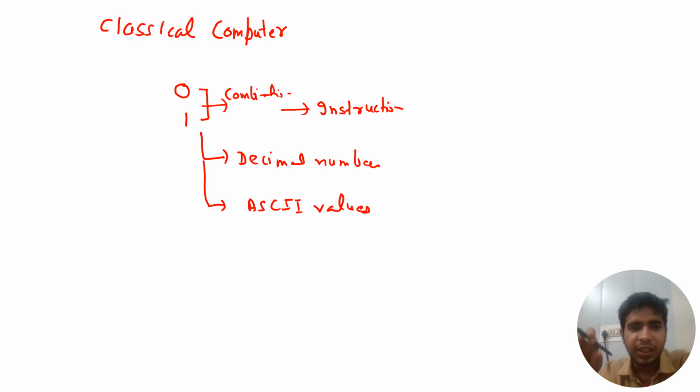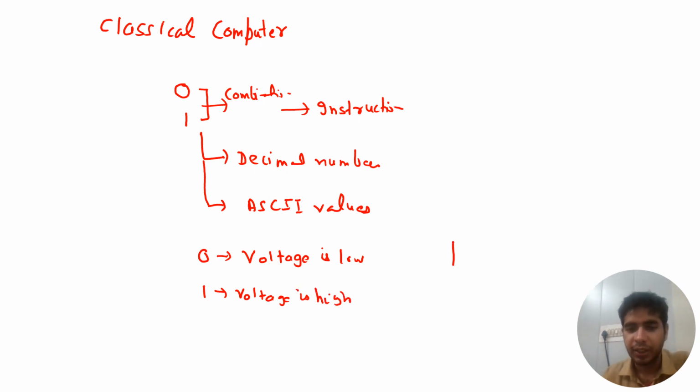So basically, in a classical computer, we only have two things, just zeros and ones. Zero specifies in a circuit that the voltage is low, and one specifies that the voltage is high. If I have a circuit, suppose I have a logic gate, a NOT logic gate. Using this NOT gate, if I give it 0, it gives me 1. And as the name suggests, if I give it 1, I will get 0.